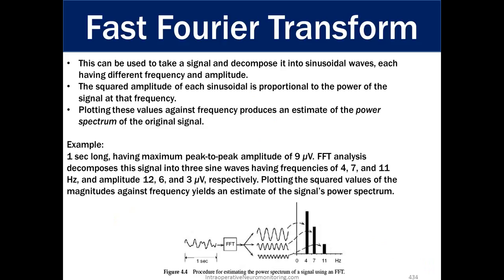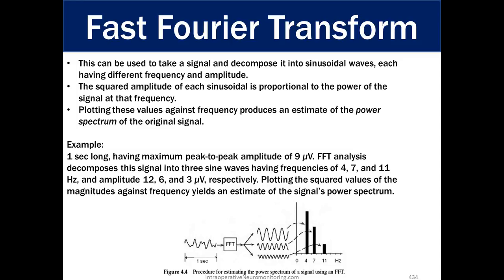The fast Fourier transform. This can be used to take a signal and decompose it into sinusoidal waves, each having different frequencies and amplitude. The squared amplitude of each sinusoid is proportional to the power of the signal at that frequency. Plotting these values against frequency produces an estimate of the power spectrum of the original signal.